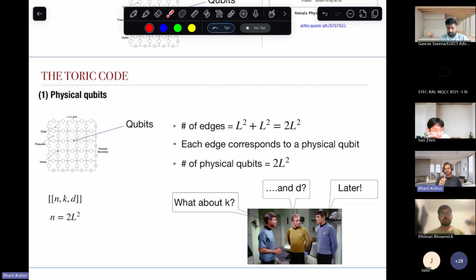So for the toric code, N is basically 2L squared. Now one can ask what is K and what is D. That we will try to see.